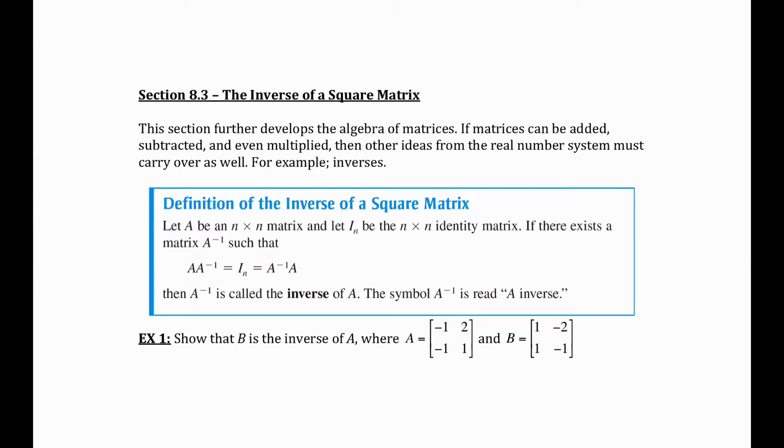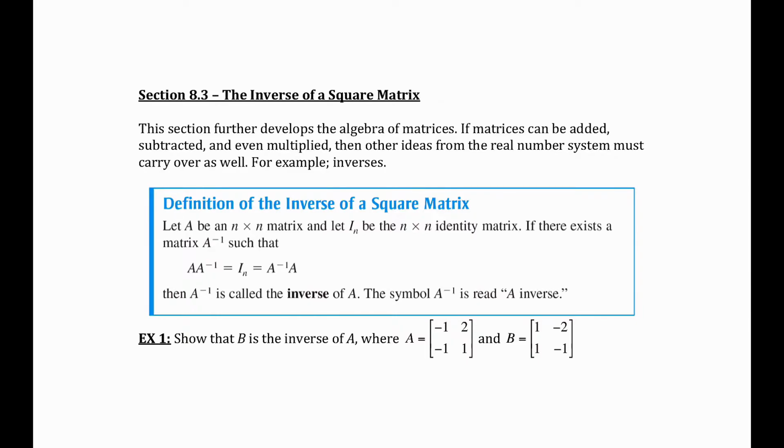Section 8.3 is about the inverse of a square matrix. This section further develops the algebra of matrices, what we kind of did last section with addition and multiplication. If matrices can be added, subtracted, or even multiplied, then other ideas from the real number system, like we've been doing for much of our mathematical careers, must also carry over as well. For example, inverses. Inverses we've used for functions, but they're also going to be useful for matrices.